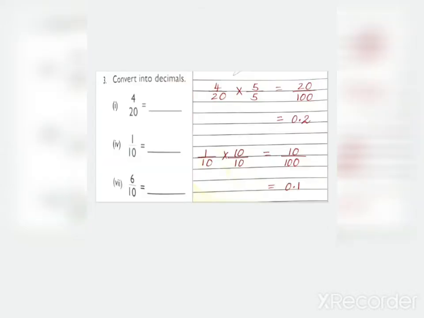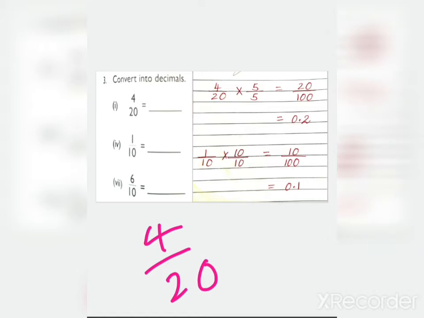But if the denominator is not 10 or 100, what will you do? See, if it is 4 by 20, this zero system you can only use when it is 1 upon 10, 1 upon 100, means a power of 10 is there. If 20, 30, 40 is there, you cannot apply the same thing. So for this, you can change this denominator into a power of 10.